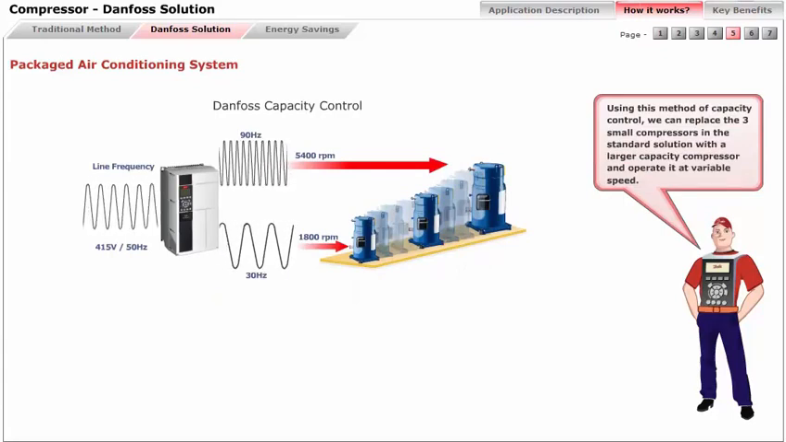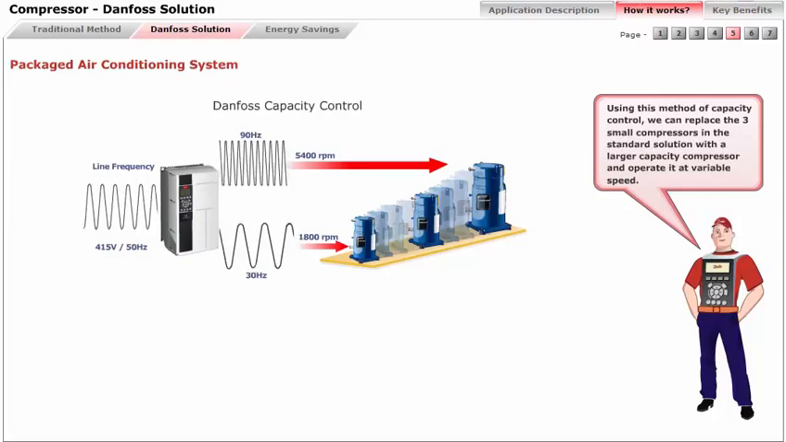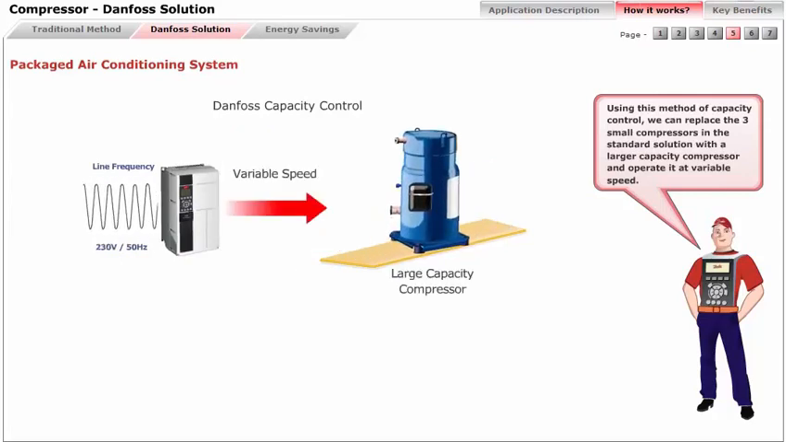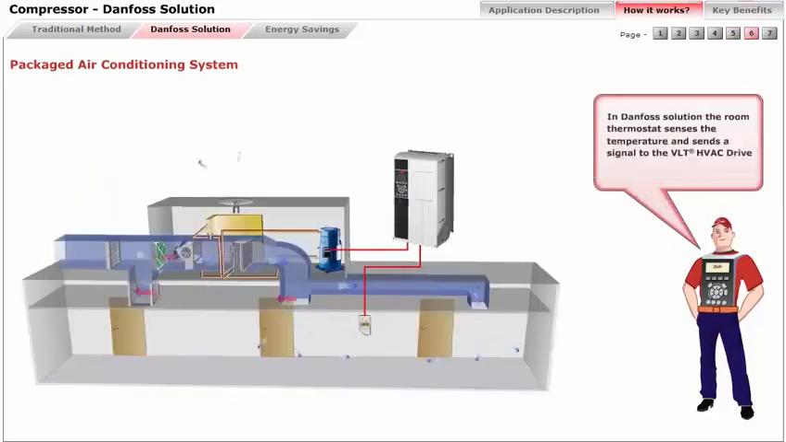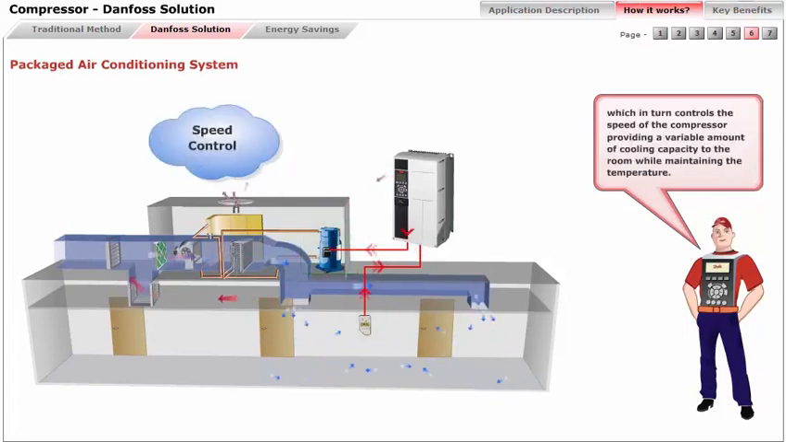Using this method of capacity control, we can replace the 3 small compressors in the standard solution with a larger capacity compressor and operate it at variable speed. In the Danfoss solution, the room thermostat senses the temperature and sends a signal to the VLT/HVAC drive, which in turn controls the speed of the compressor, providing a variable amount of cooling capacity to the room, while maintaining the temperature.